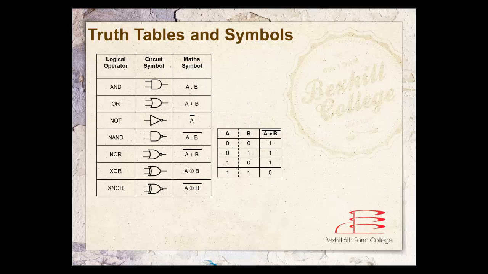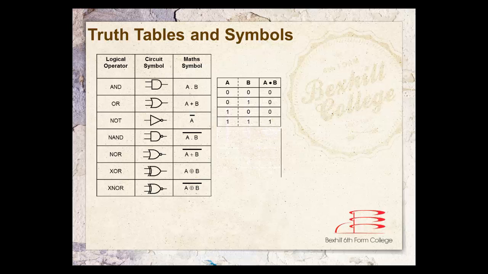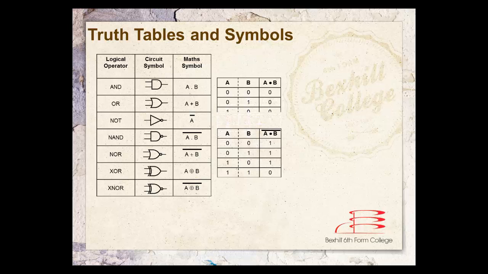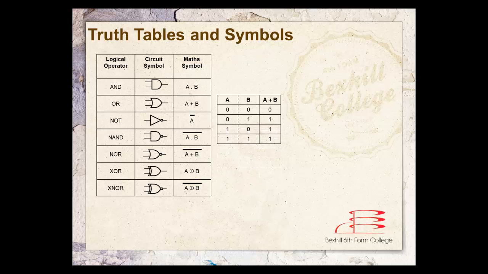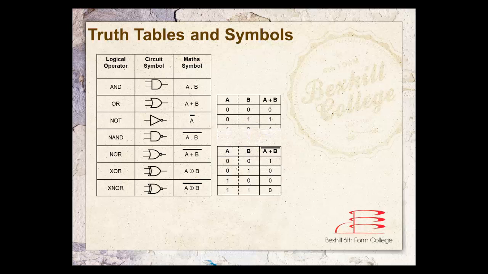NAND. That's like the AND, but actually the result's now been knotted. Turned around. That's what that circle does. This is a NOR. The NOR is nothing more than the OR, 0, 1, 1, 1, but actually reversed, inverted by this circle.